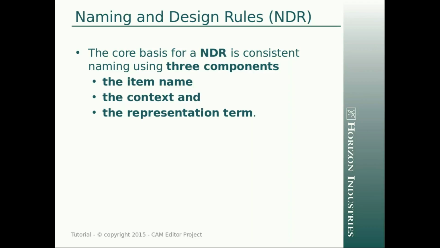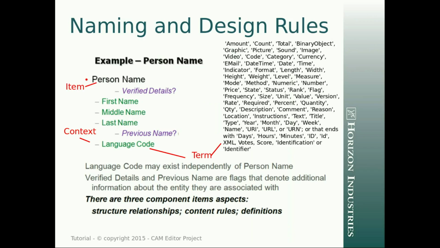And so essentially, whatever component you're considering, there's three pieces. There's the item itself, the name. There's the context it's being used in. And then there's this thing called the representation term. So how does this all work? Well, we can look at an example. So if we take person and person name, so the item is person, the components are the various pieces of the name, and then the context is the actual piece within that, so things like language.